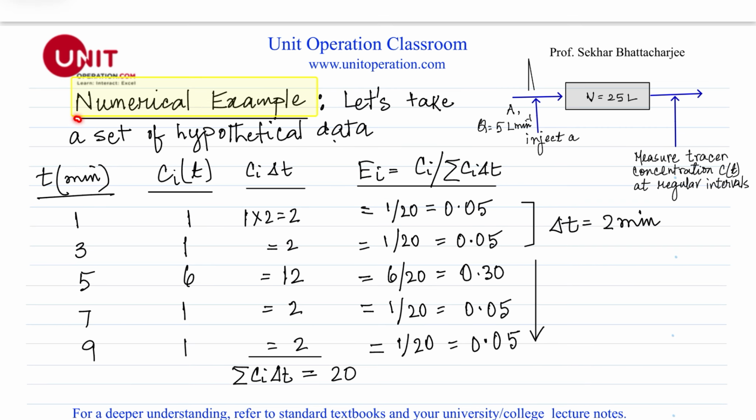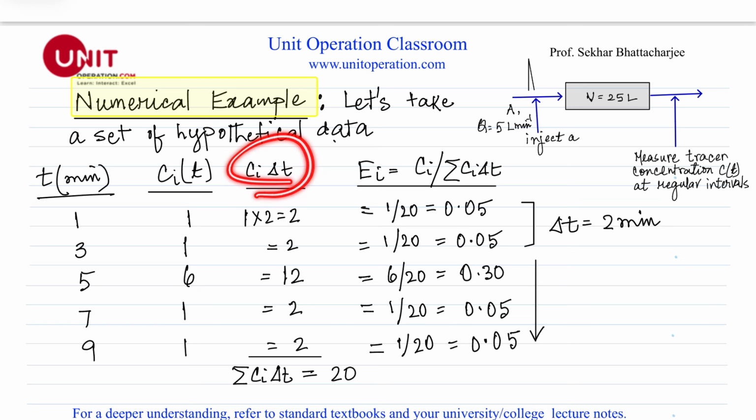Let's take a numerical example just to show you how to construct this E(t) curve and how to calculate the standard deviation. So we have injected a tracer here, and these are the concentrations we are measuring, at equal time intervals of 2 minutes, and we measure the concentration of the tracer. As I said, it could be measured conductometrically with a conductivity meter, or with a visible spectrophotometer. So let's say the concentrations of the tracer measured are these values right here.